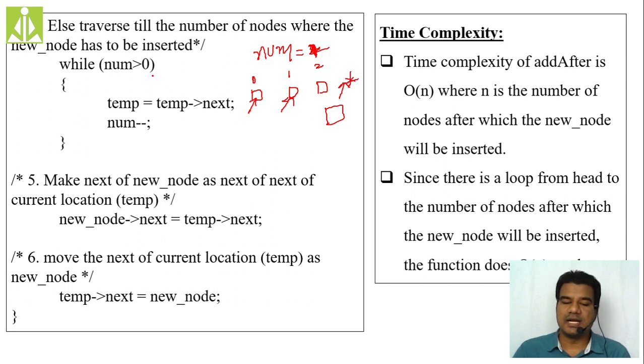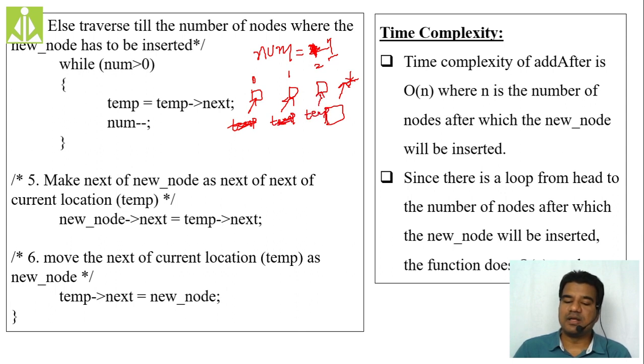So to understand, num is 2 now, 2 is greater than 0. Initially temp was pointing here. Now num is 2, so 2 is greater than 0. Then temp equals temp of next. So the temp will jump from here to here. Temp is pointing to the first index node. Then again num minus minus. So num will become 1 now. Next, 1 is greater than 0. Condition true. So temp equals temp of next. Temp will move to this location.